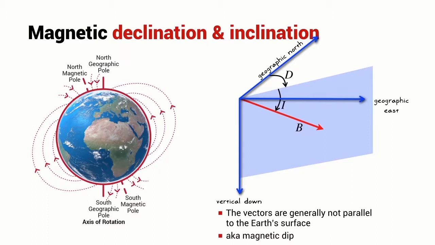The Earth's magnetic field vector is shown here by a red arrow and can be described with respect to this coordinate frame by 2 angles. Magnetic declination is the difference between 2 directions, the direction of true north and the direction of magnetic north, the direction that the compass points in. The other angle is magnetic inclination, and that's the angle that the magnetic field vector makes with respect to a local horizontal surface. It's also referred to as magnetic dip.